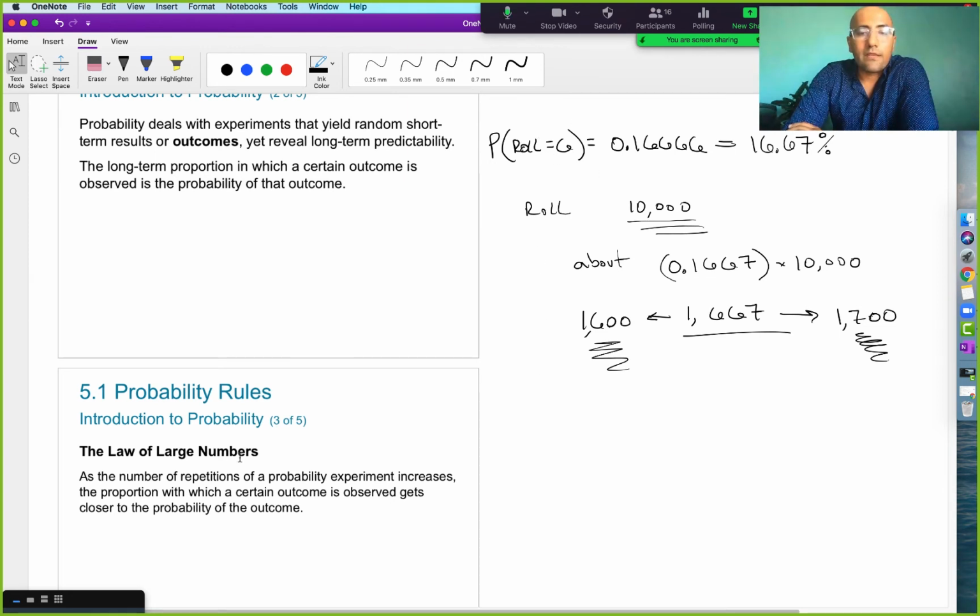But this law of large numbers says that if we just repeat the experiment a large number of times and keep track of the running total of what's happening, in the long run, eventually that ratio, that proportion, is going to get infinitely close to the real probability. Are there any questions about that?